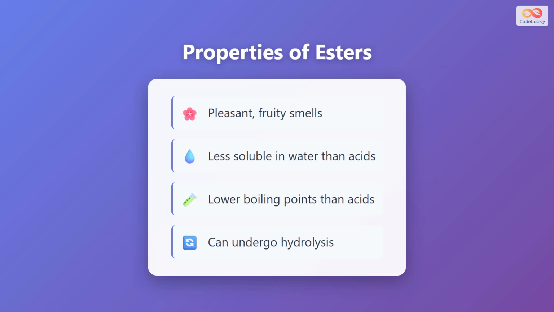Esters have several important properties. First, they have pleasant, fruity smells, which makes them useful in perfumes and flavorings. Second, they are less soluble in water compared to carboxylic acids because they cannot form hydrogen bonds as effectively. Third, esters have lower boiling points than the corresponding acids due to the absence of hydrogen bonding between ester molecules. Finally, esters can undergo hydrolysis, which is the reverse of esterification, breaking down into acids and alcohols.